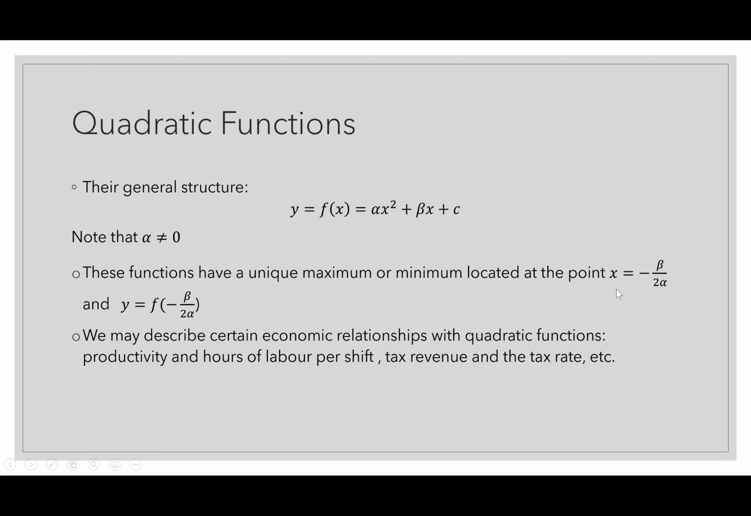And it is going to be located at, depending again on the sign, you're either going to have a maximum or a minimum. But regardless of whether you have a maximum or a minimum, this is going to be located at the point where x is equal to minus beta over 2 times alpha.